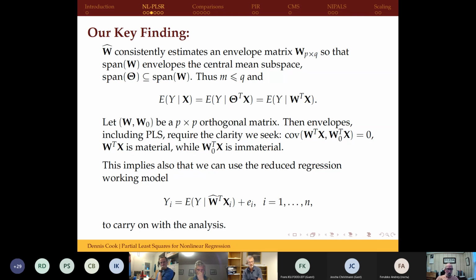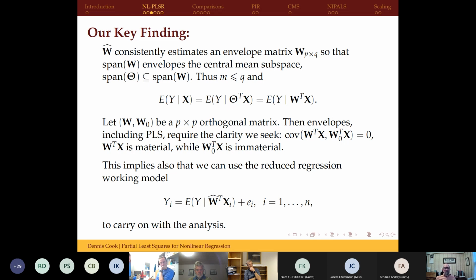So we know that M is therefore going to be less than or equal to Q. Remember, Q is the number of components, and M is the minimal number of linear combinations that you need to describe the mean function. And what that tells us is that the expectation of y given x is the same as the expectation of y given theta transpose x is the same as the expectation of y given w transpose x. So that's how partial least squares, NIPALS and the SIMPLS algorithms fit into this context. They give you a reduction of x that does not affect the mean function.